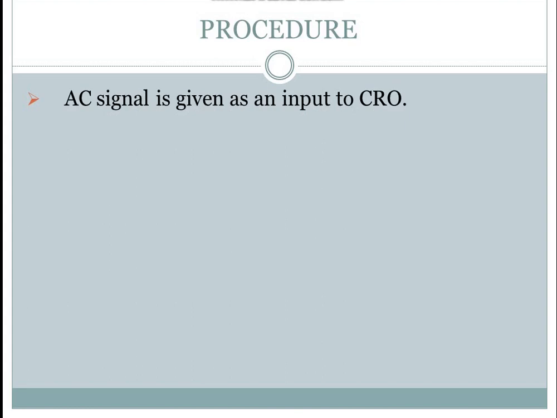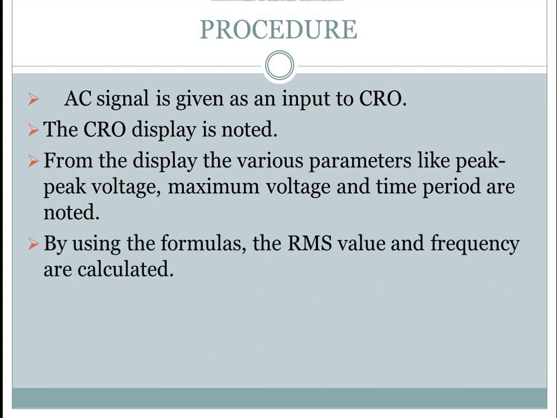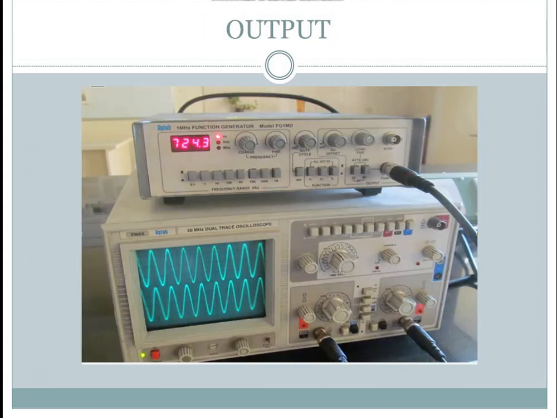Next, the procedure. The AC signal is given as an input to the CRO. For the CRO we give the input from a function generator, and the CRO display is noted. The CRO displays a sine wave, square wave, triangular wave or sawtooth wave, and from the display we calculate the peak to peak voltage, maximum voltage and time period. Using the formulas, the RMS value and frequency are calculated. This is the output.